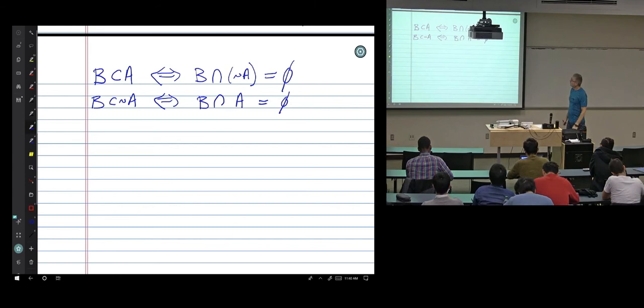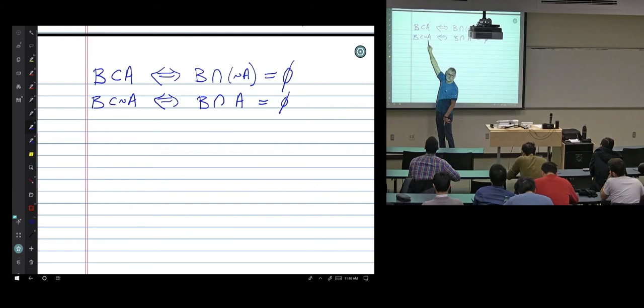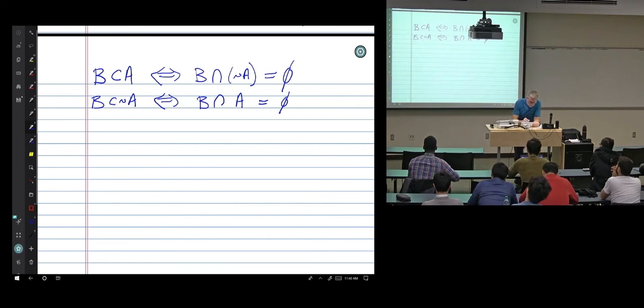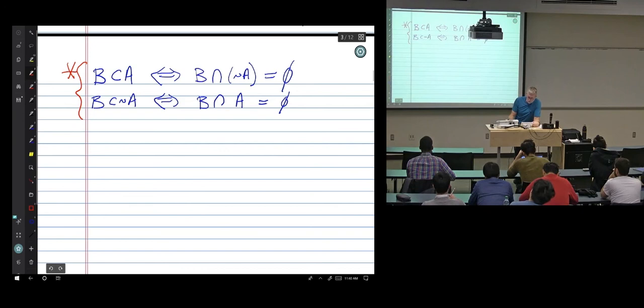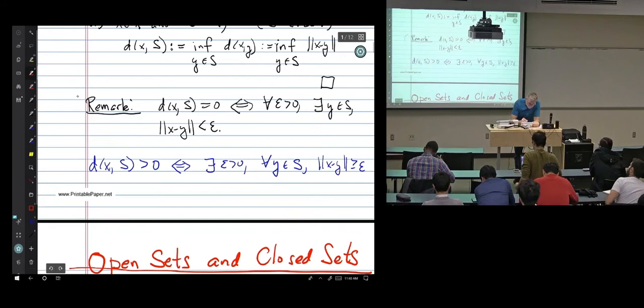If I say B intersected with A is the empty set, then B is contained in the complement of A. I need you guys to be able to do this. So this is important. It's super simple. Draw the picture, okay? It's super simple.